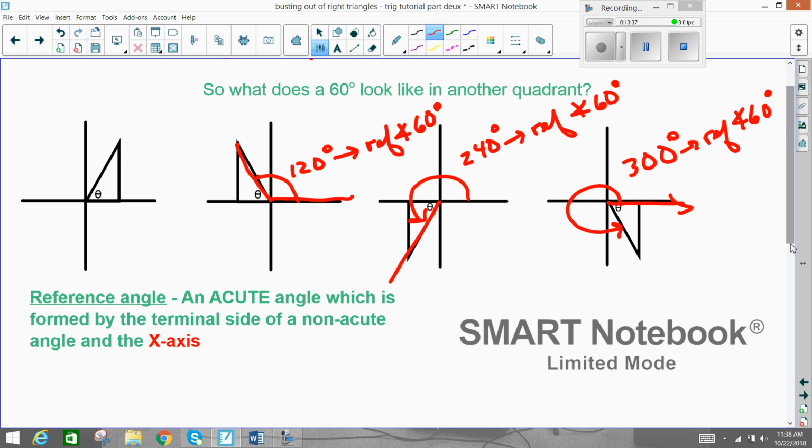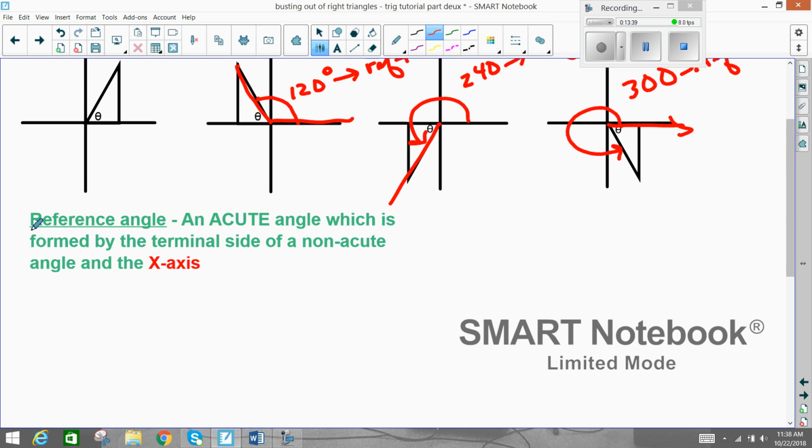Okay, so here's a definition of a reference angle. Oh, we got Christmas colors. Okay. It is an acute angle. Always, always, always an acute angle, which is formed by the terminal side of a non-acute angle and the x-axis. So that is also very important.